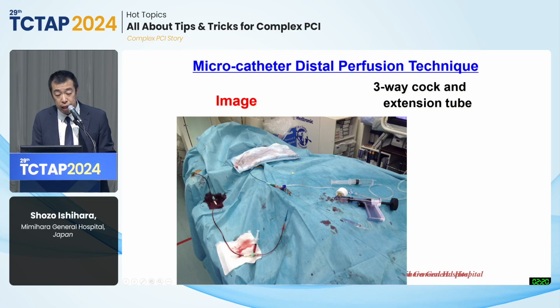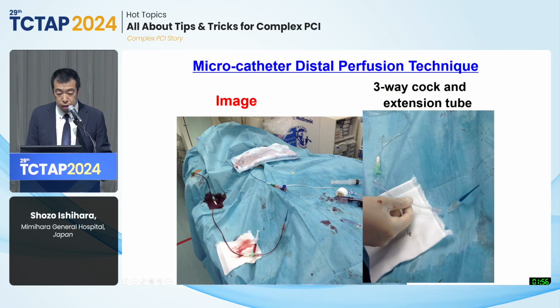So this is a guiding catheter for PCI, and we can see that this is a microcatheter, and also this is a balloon catheter for occlusion. And we should puncture another site, radial, femoral, anywhere, okay, but it is important to use an arterial site. And from this arterial site to the microcatheter, we connect with an extension tube and also a three-way stopcock like this.